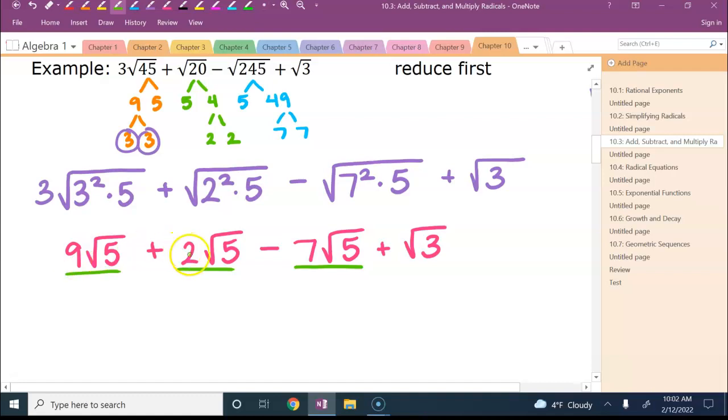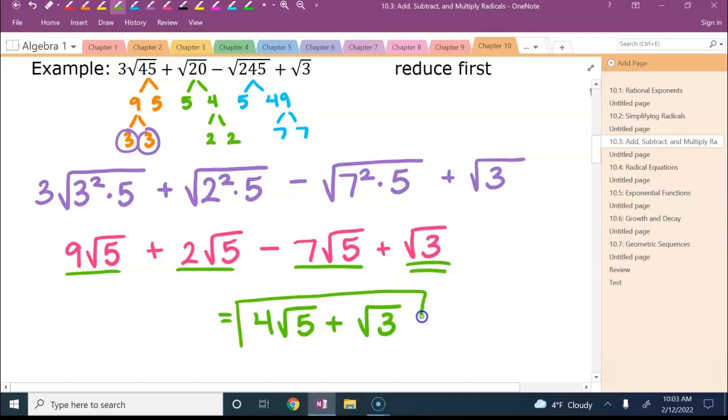So I'm going to do 9 plus 2, which would be 11, minus the 7, which would leave us with 4, and then we have square root of 5 attached to it, and then I have this plus square root of 3 just added on to the end because this is different than those other 3, so I'm not able to combine it.